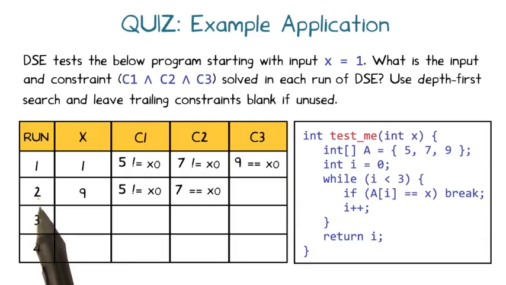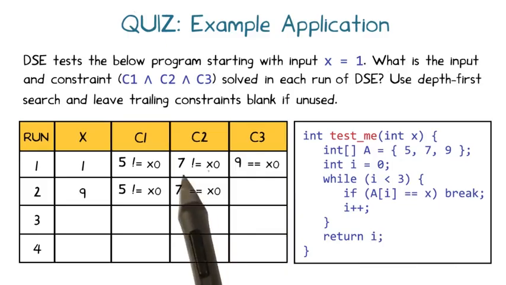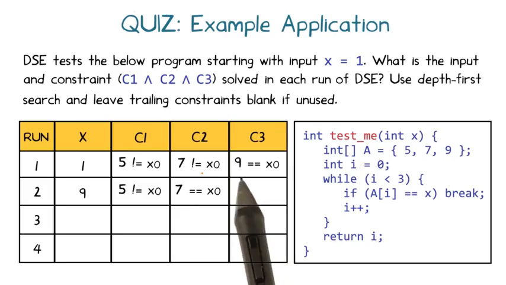In the second iteration, the first path constraint added is 5 does not equal x0 when the concrete input 9 fails to equal a[0]. The second path constraint added is 7 does not equal x0 and the third path constraint added is 9 equals x0, leading to the termination of the program. Normally, we'd negate the most recently added constraint and solve the resulting expression, but this would lead us to take a path that we have already explored.